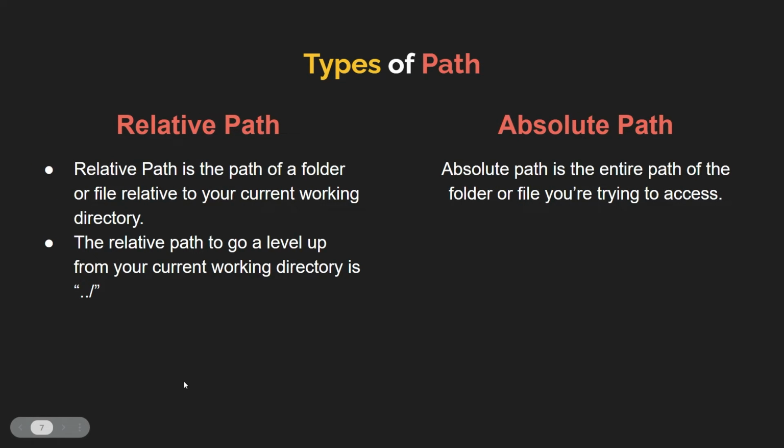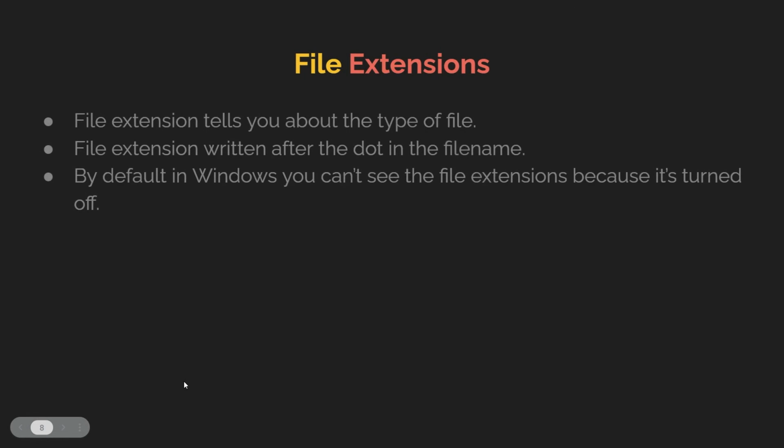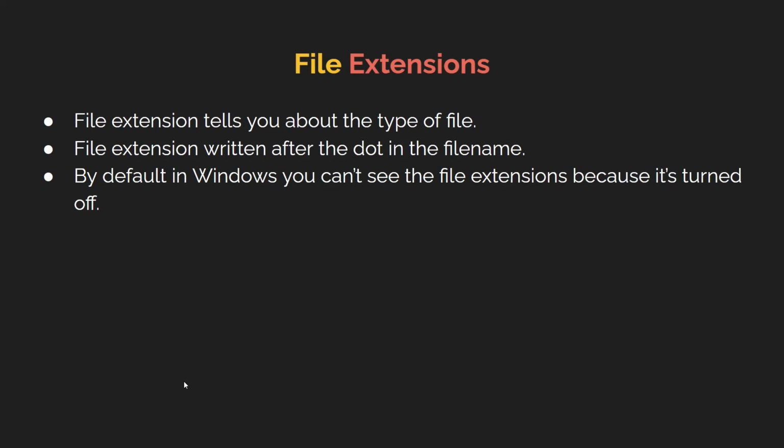Now the next thing I want to talk about is called file extensions. Now this is really important. File extensions tell you about the type of the file. So we have different types of files. For example, we have PDF, we have a Word document, we have text files, and they all have extensions. What an extension is, if you see the full file name of a file, you will see a dot in that file name at the end, and after the dot there will be two or three or sometimes four letters. Those letters are called the file extensions.